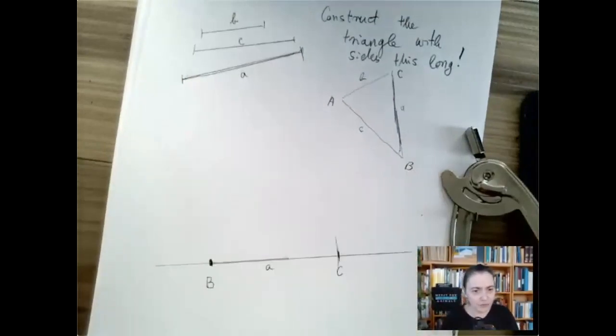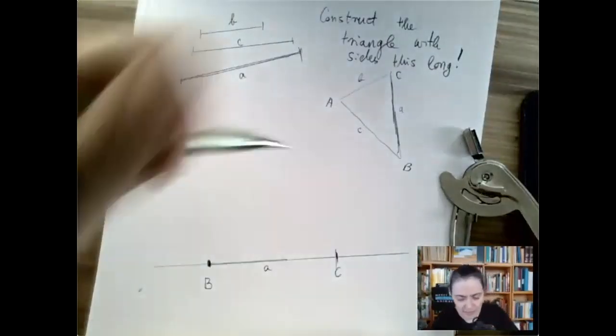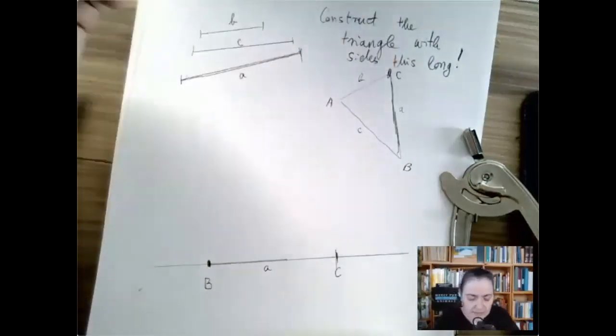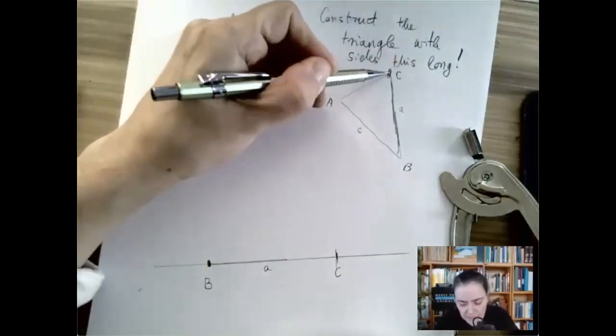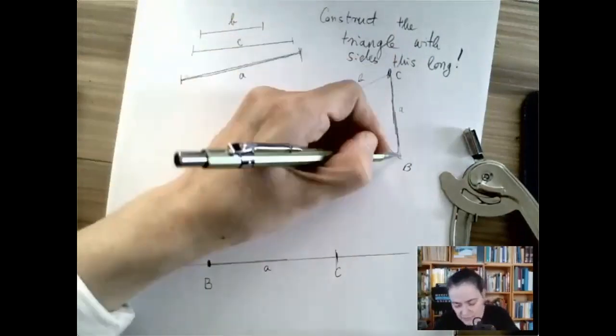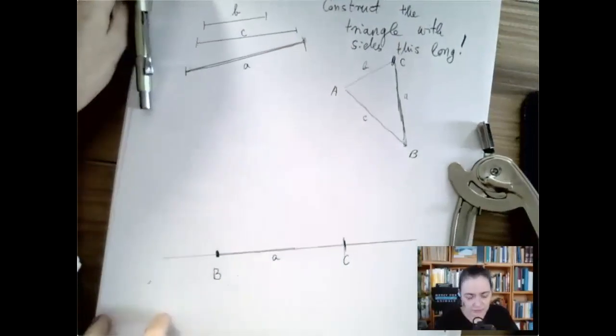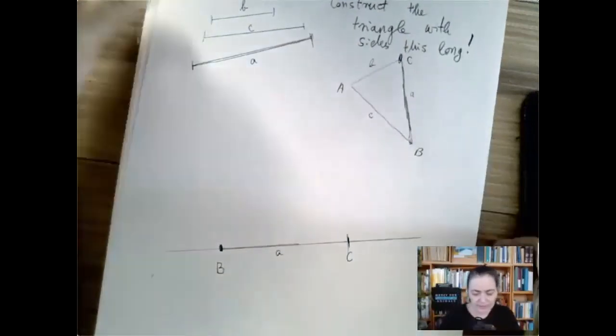So, hey, we have 2 out of the 3 points, right? We have B and C. All we have to find is point A. So what do we know about this point A that's missing? We know that the distance from point C is lowercase b, and we know that the distance of A from point B is lowercase c. So here is what we're going to do. Now maybe I should write this down.